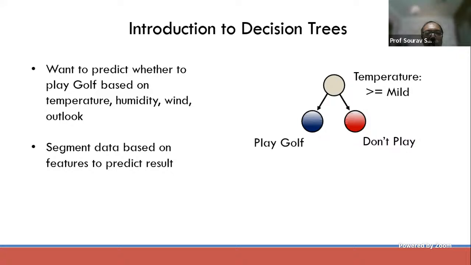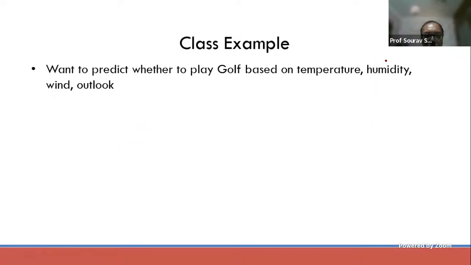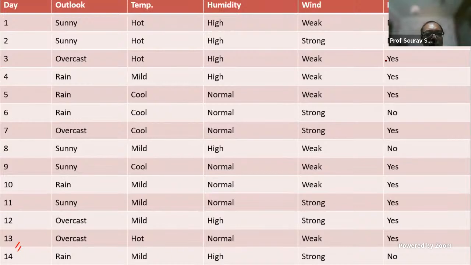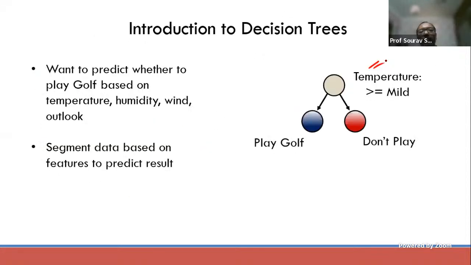For example, the first variable which we can try and test is temperature. If we go back, you'll find that temperature has so many values: hot, mild, cool. So let's say I take the temperature and split my tree based on it. If the temperature is less than mild, then go and play golf. If the temperature is greater than or equal to mild, don't play.